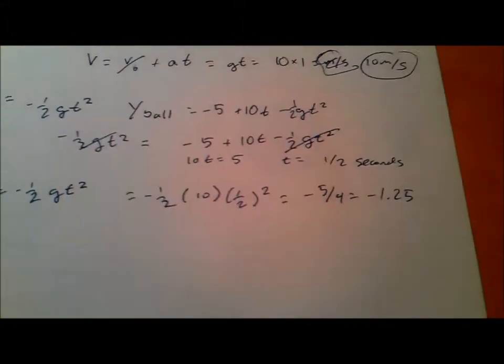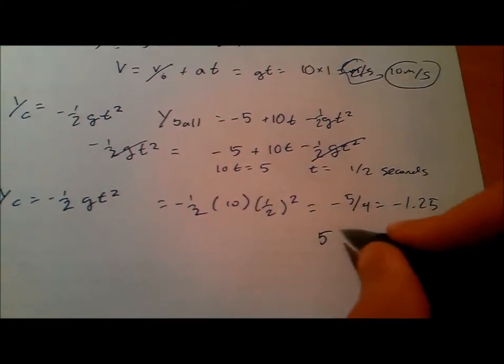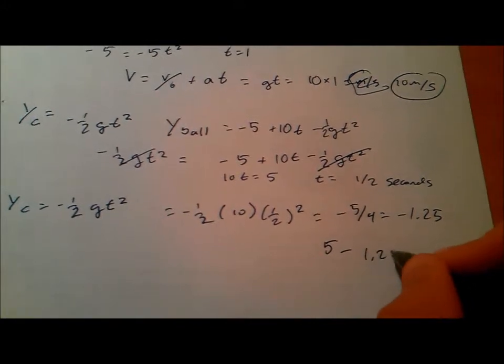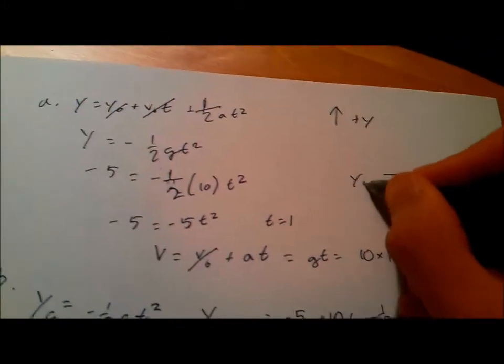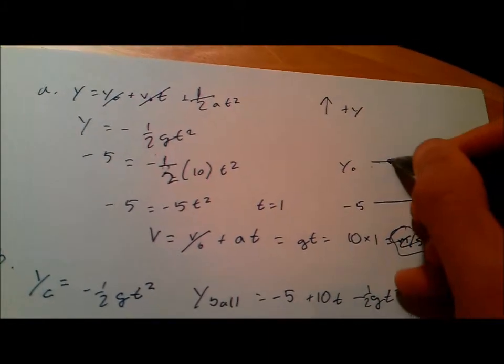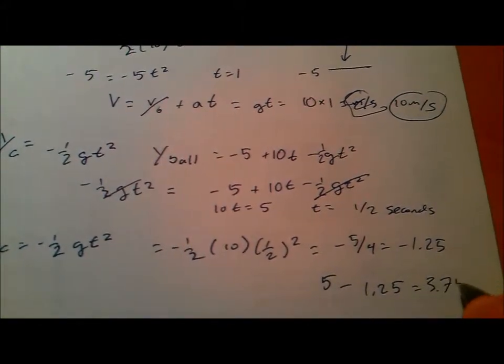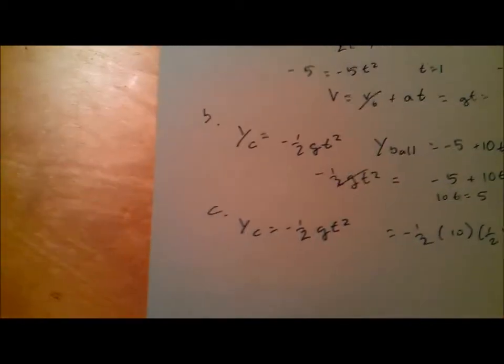And since we used the origin as 5 meters above the ground, in order to get the distance above the ground, we do 5 minus 1.25. If you don't know why, use y0 up here. The ground is at negative 5. So 5 minus 1.25 equals 3.75 meters, which is our answer.